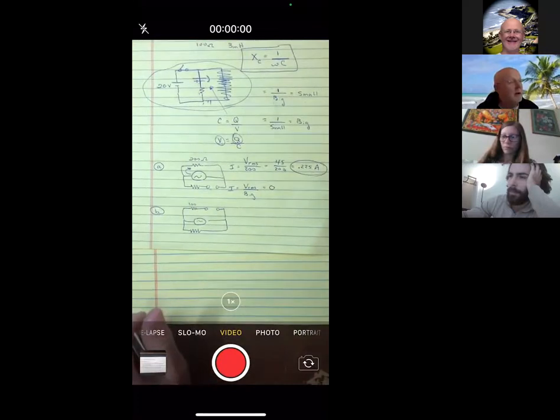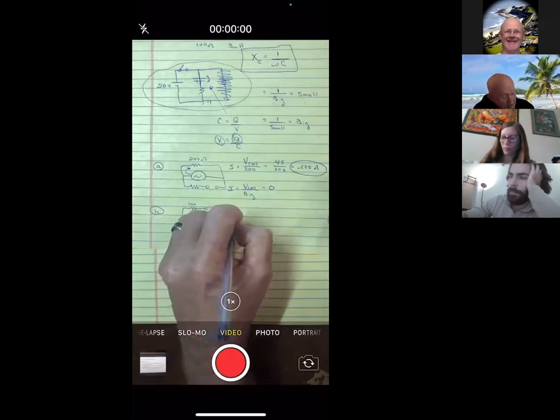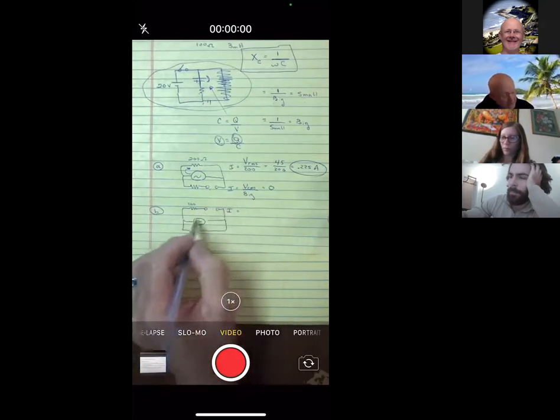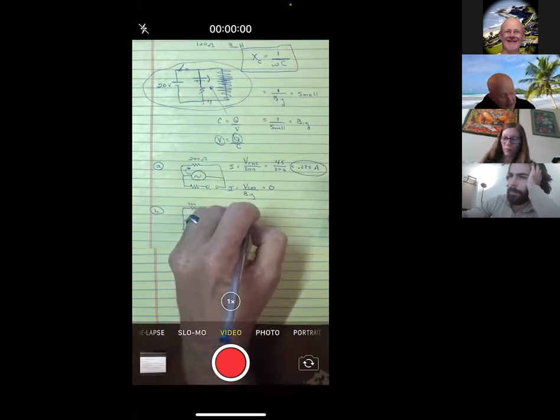Or, let me just check. Did they say RMS? Find the RMS current delivered by the 45 RMS power supply. Yeah. Now, for B, kind of the same logic. In the top one, I would do this. I would say it is the voltage divided by big.